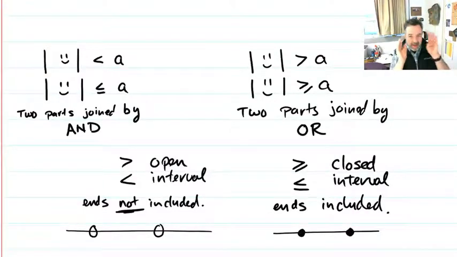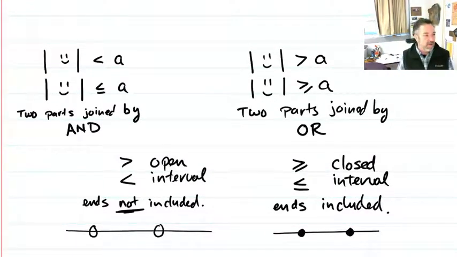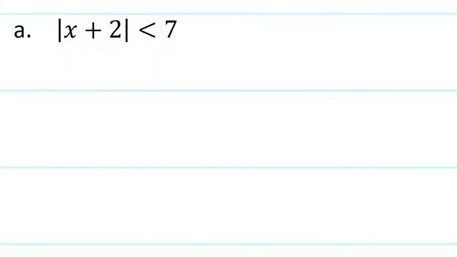So with this in mind, and this in your notes, let's look at three quick examples to summarize what we've been dealing with for the last couple of days. For this first example, I have the absolute value of the expression x plus 2 is less than 7. Because this is less than, I'm going to get two expressions that are joined by and.